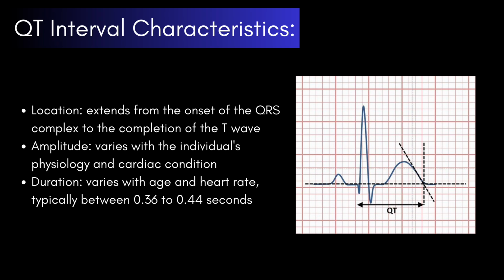Next, let's look at some characteristics of the QT interval of the ECG. Location of the QT interval extends from the onset of the QRS complex to the completion of the T wave. Amplitude of the QT interval varies with the individual's physiology and cardiac condition. Duration of the QT interval varies with age and heart rate, typically between 0.36 to 0.44 seconds. Moving on to the next slide.